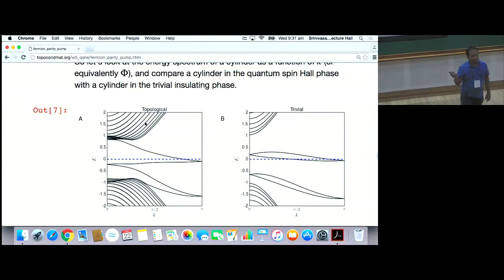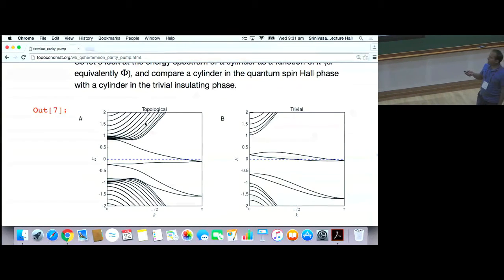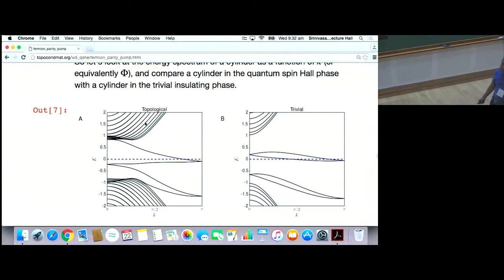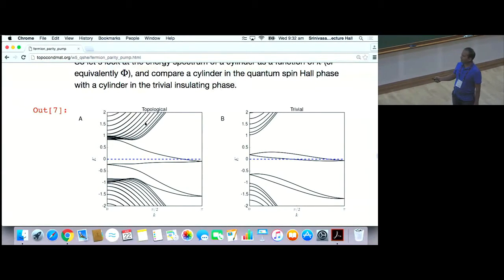So now, based on the Laughlin argument, you ask, okay, how many, and by the way, these states that you see here are the edge states, because they're sitting in the middle of the bulk gap. The bulk gap is sort of this guy. So they're sitting in the middle of the bulk gap, so you get an odd number of crossings. Okay, good.